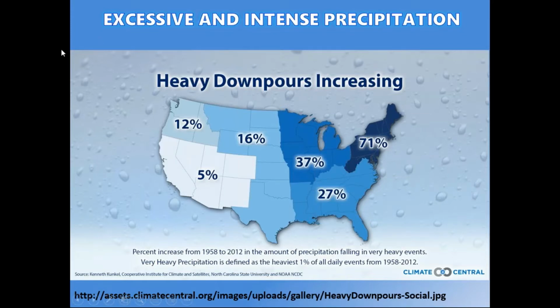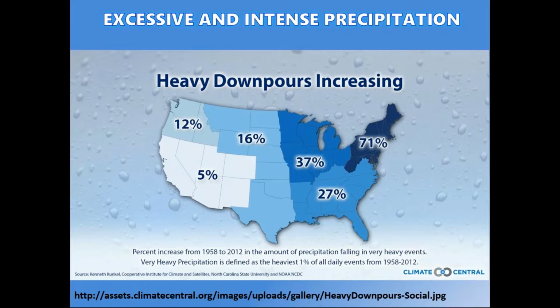Switch gears one more time, talk about what we're calling here excessive and intense precipitation, and we mean rain. Okay, not snow, but rain. This is an interesting chart up until 2012, so it's a 50 some odd year span. But basically it's saying that throughout the continental United States, the heavy downpours, big rain events, a lot of rain over a short period of time, have actually been increasing from the late 50s to 2012.